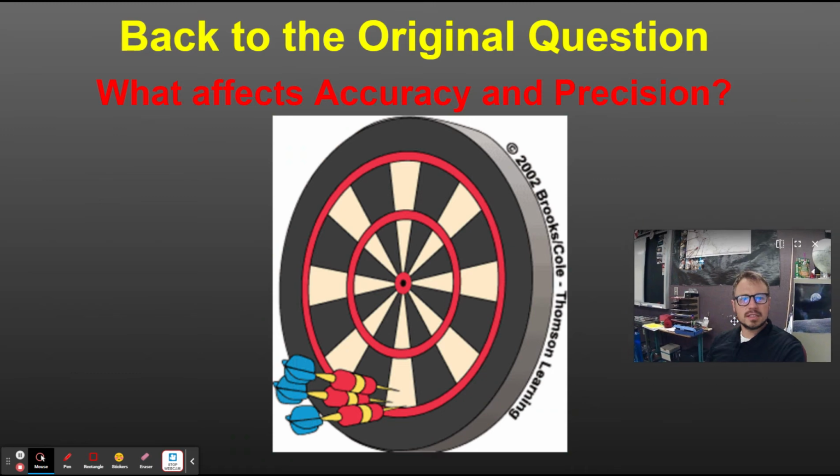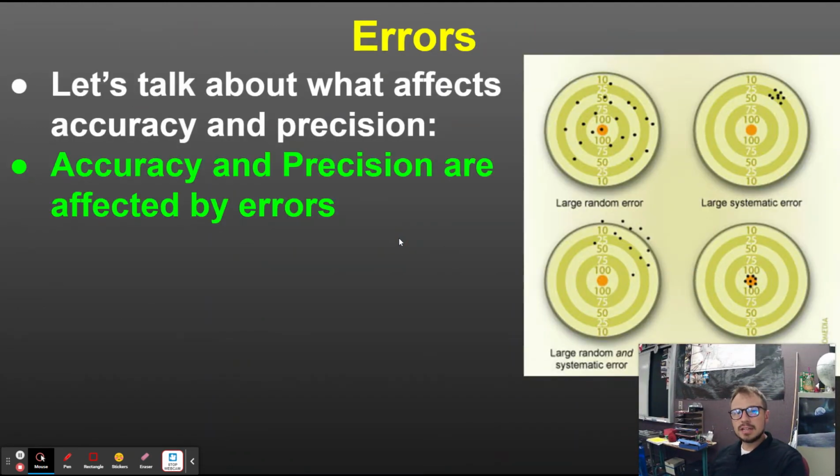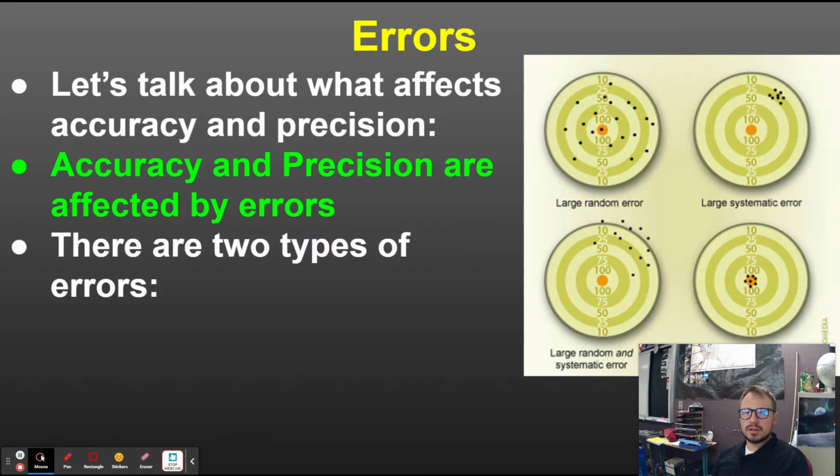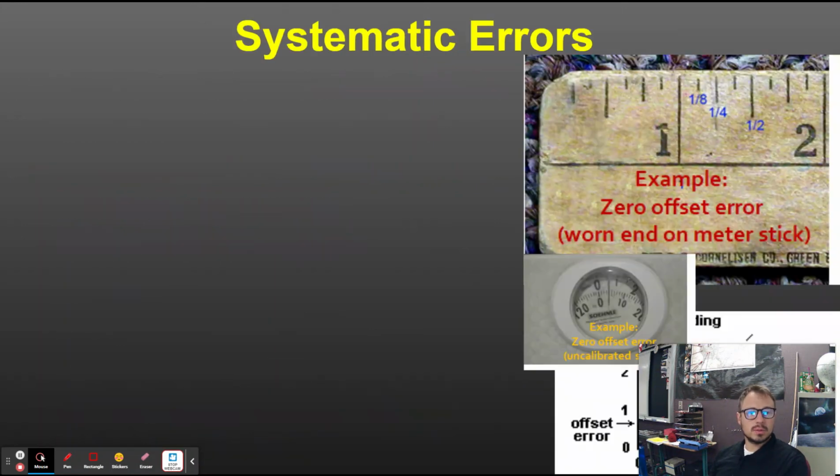Well, what affects accuracy and precision? So errors. Accuracy and precision are affected by errors. Now, there are two types of errors that we're going to learn about: systematic error and random error. And errors do not equal mistakes.